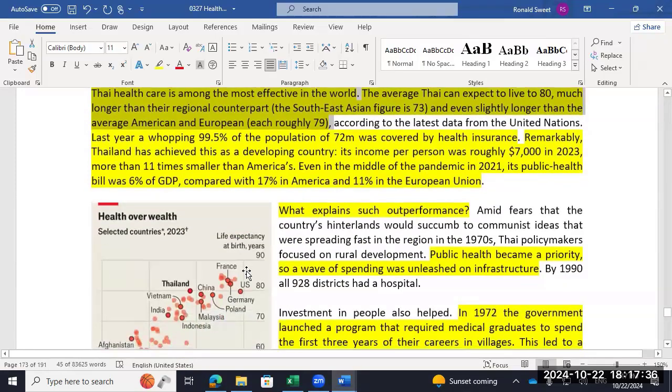Last year, 99.5% of the population was covered by health insurance. Remarkably, they've achieved this as a developing country. Its income per person is only $7,000. I've never understood quite what that means, but probably they mean 89% lower than the United States or something. Even in the middle of the pandemic, its public health bill was 6% of GDP compared to 17% in America and 11% in European countries.